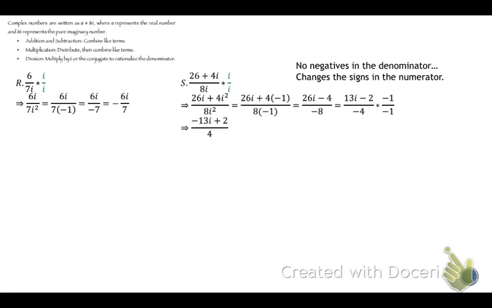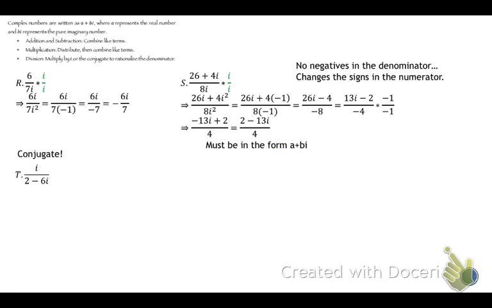So the top would become -13i plus 2, the bottom would become 4. And that's the same exact fraction, it is equivalent. This needs to be in the form of a plus bi, so it's actually going to be 2 minus 13i over 4. This a plus bi is very important. All complex numbers are written in that form, so you have to remember that.